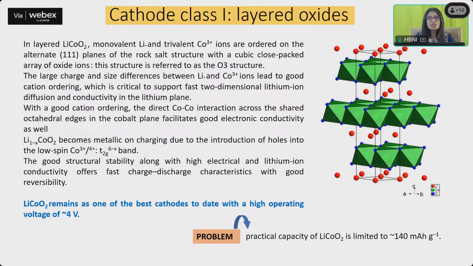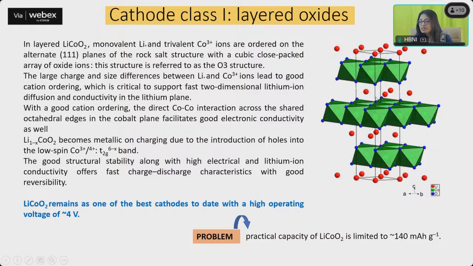So now coming a little bit into the details of it. When you have a layered LiCoO2, please understand this, there are monovalent lithium and trivalent cobalt ions, and these are ordered on the alternate 1-1-1 planes of this rock salt structure. You see over here this particular rock salt structure with the cubic close packed arrangement of these oxide ions. This is known as the O3 structure. Now, there is a lot of charge and size difference between lithium and the cobalt ions, and this is going to lead to a very good cation ordering. And this is critical to support the two-dimensional lithium ion diffusion and conductivity in the lithium plane.